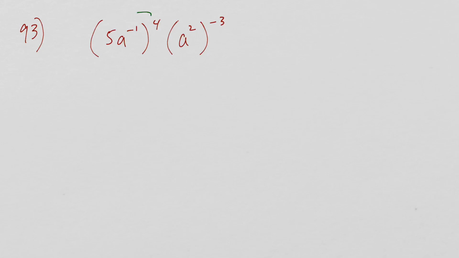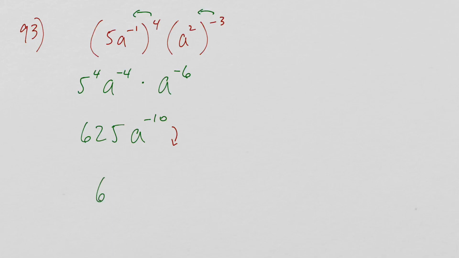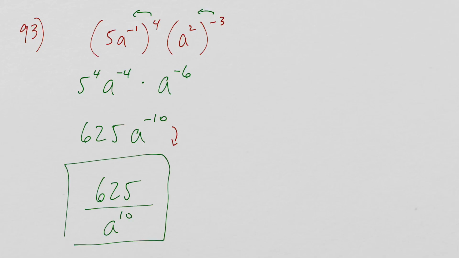Okay, let's distribute this 4, and we'll get 5 to the 4th power, a to the negative 4th power, times, and we'll bring this in, and we'll have a to the negative 6th power. Now I'm going to evaluate 5 to the 4th power. It's 5 times 5 times 5 times 5, which is 625. A to the negative 4 times a to the negative 6 is a to the negative 10. And finally, I'm going to make this a positive exponent by putting it on the other side of the fraction. So I'll end up with 625 over a to the positive 10. And that's all we can do.